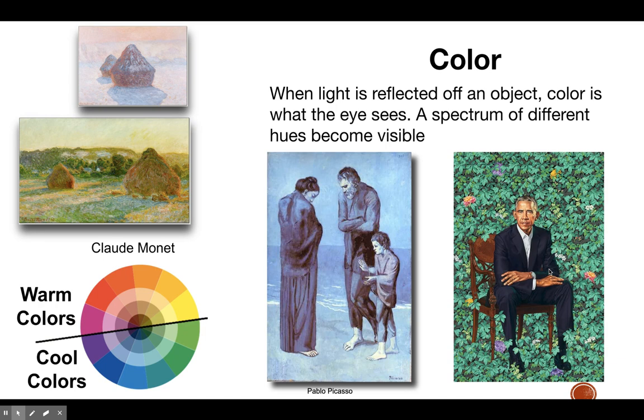Color, we all know color. Color is very exciting because it only happens when light is reflected off of an object. Color is what the eye sees as light bounces off of an object, and you see a spectrum of different hues that are then visible. So we love artwork because it can be oftentimes very colorful and very expressive. And so it's really exciting to use and play with color to really grab an audience's attention.